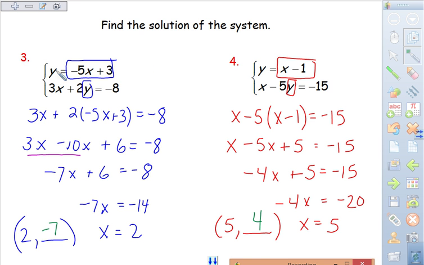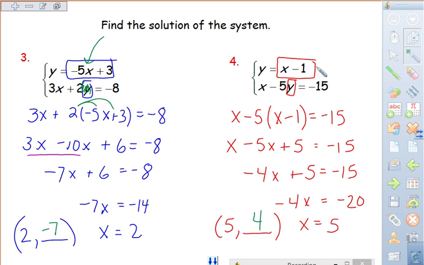Here are the solutions. Number 3, the top equation is already solved for y, so I'm plugging that in for the box. I distribute a 2. Then I'm combining my terms for negative 7, getting my numbers together, and I get 2. Then I'm going to plug in my 2 in this box to figure out what the y value is, and I got negative 7.